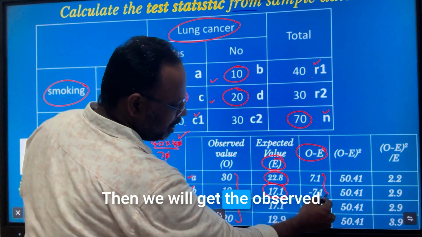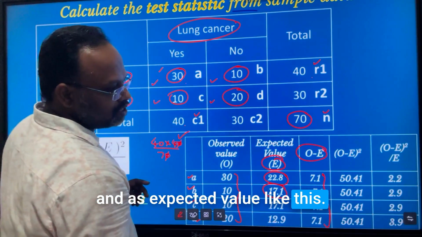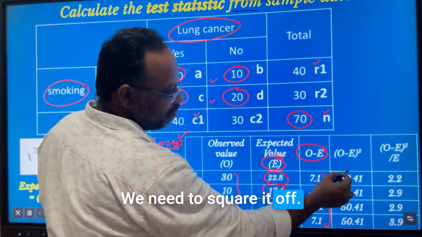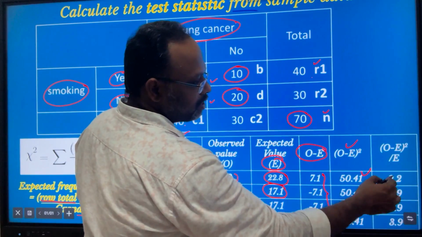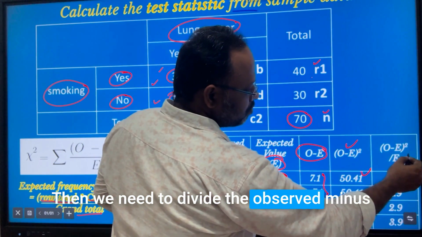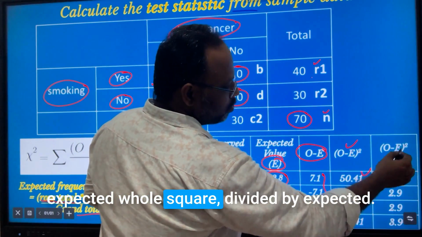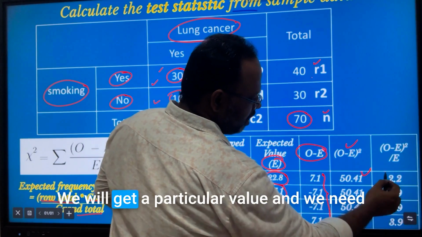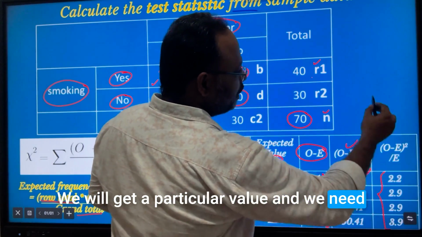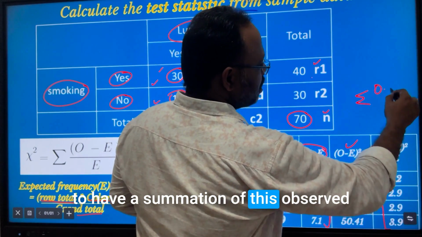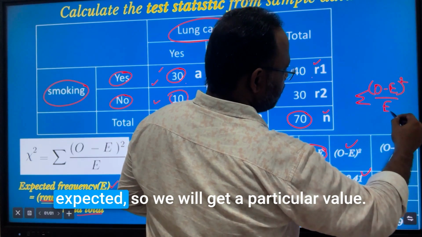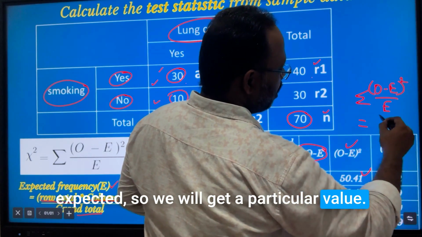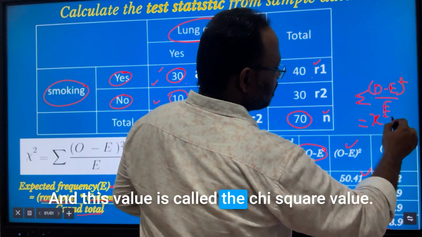Then we will get the observed minus expected value like this. Then we need to square it, so we calculate the observed minus expected whole square. Then we divide the observed minus expected whole square by expected. We will get a particular value, and we need to take a summation of this observed minus expected whole square divided by expected. We will get a particular value, and this value is called the chi-square value.